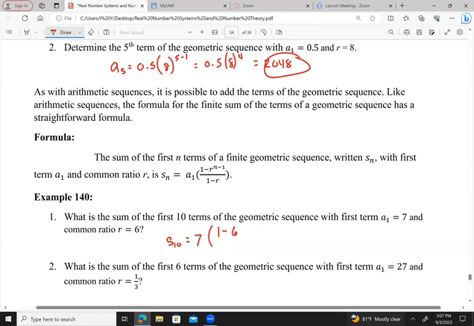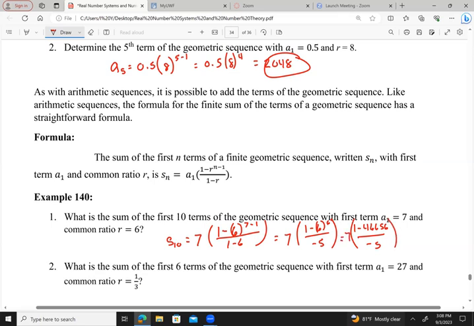to the 7 minus 1, all over 1 minus 6. Now this is 7 times 1 minus 6 to the 6th power over -5. Using my calculator, 6 to the 6th power gives me a whole lot, 46656, so 1 minus that is -46655, over -5. Oops, I forgot something.